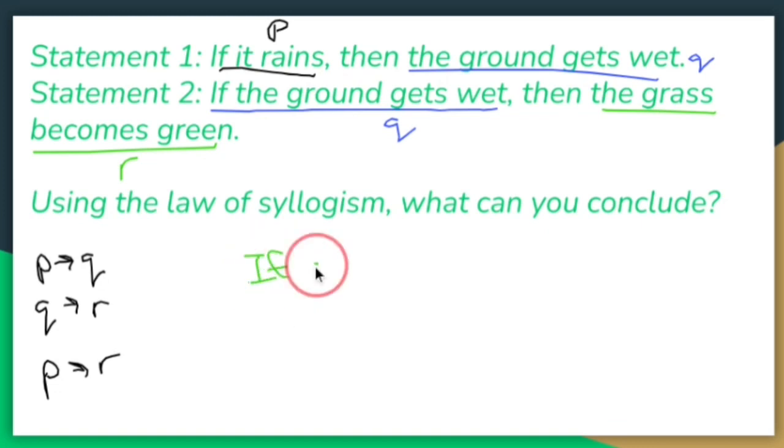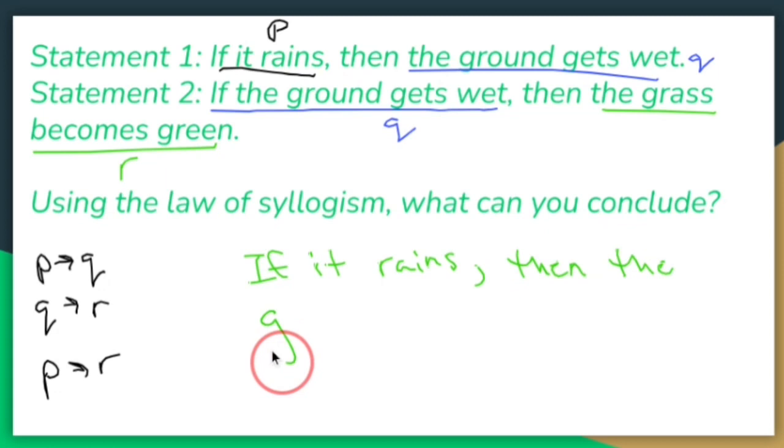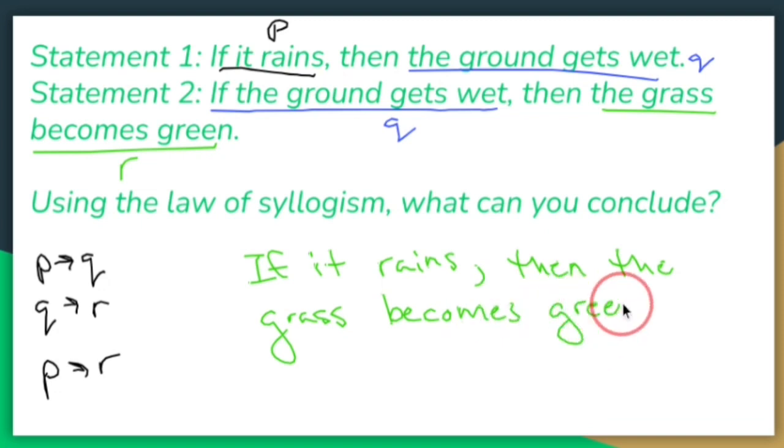If it rains, then the grass becomes green. And look at that. I chose a green pen just for this. I did it on purpose.